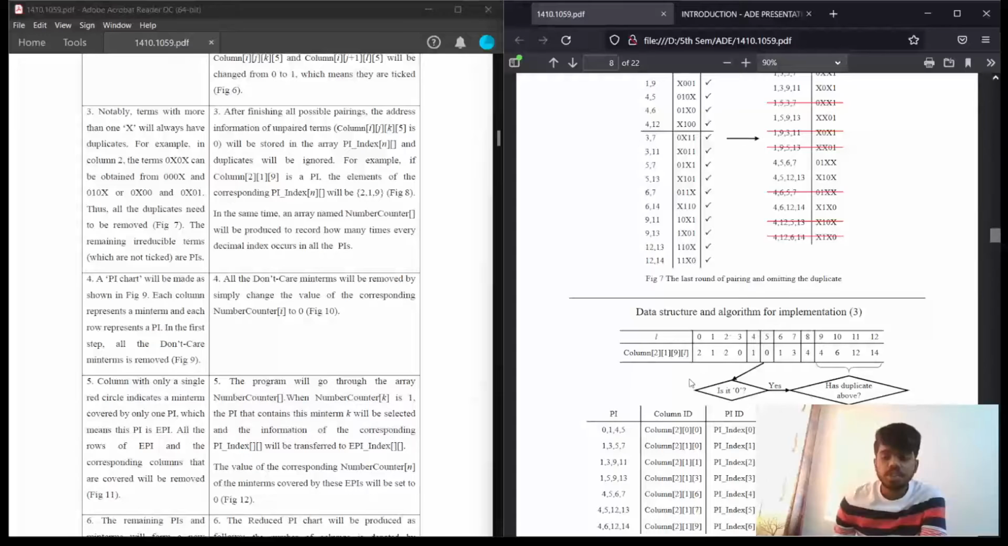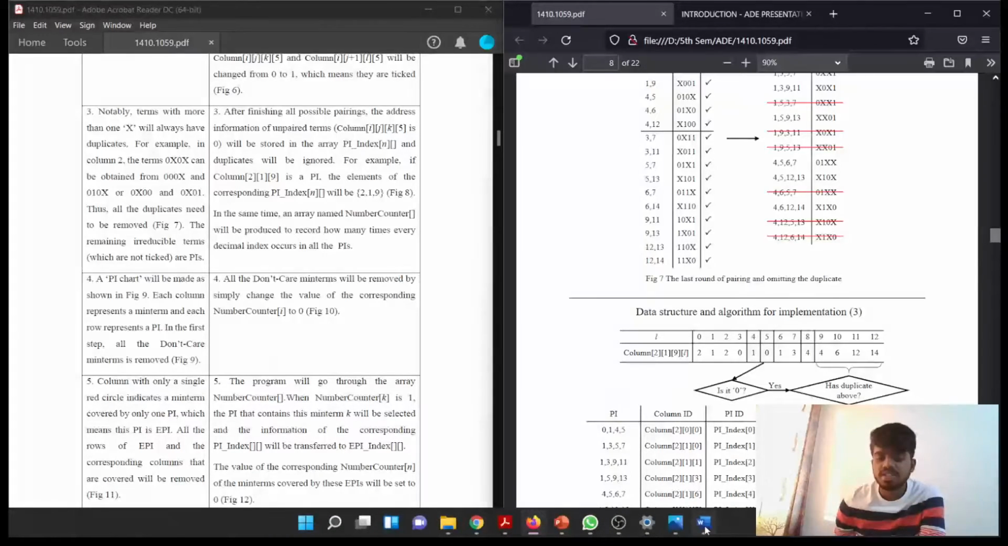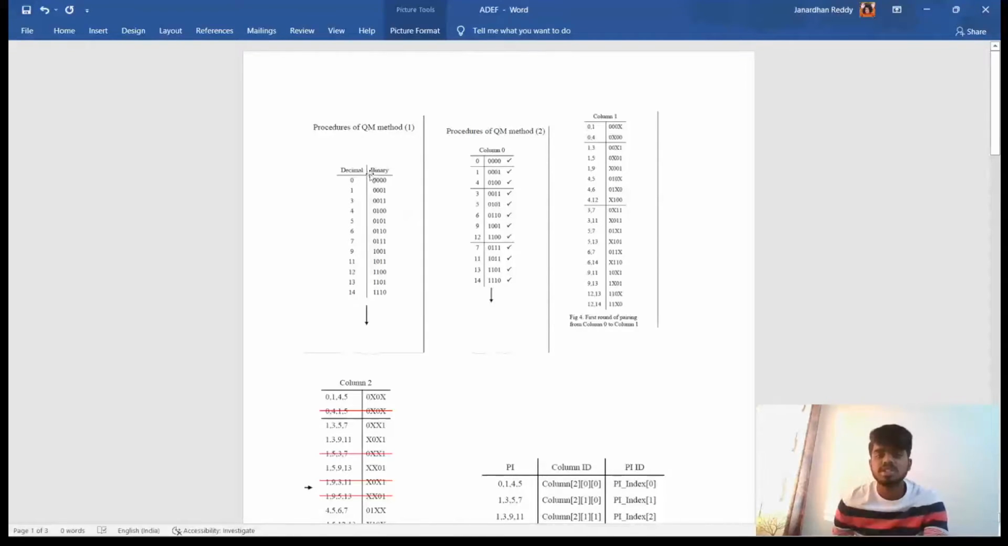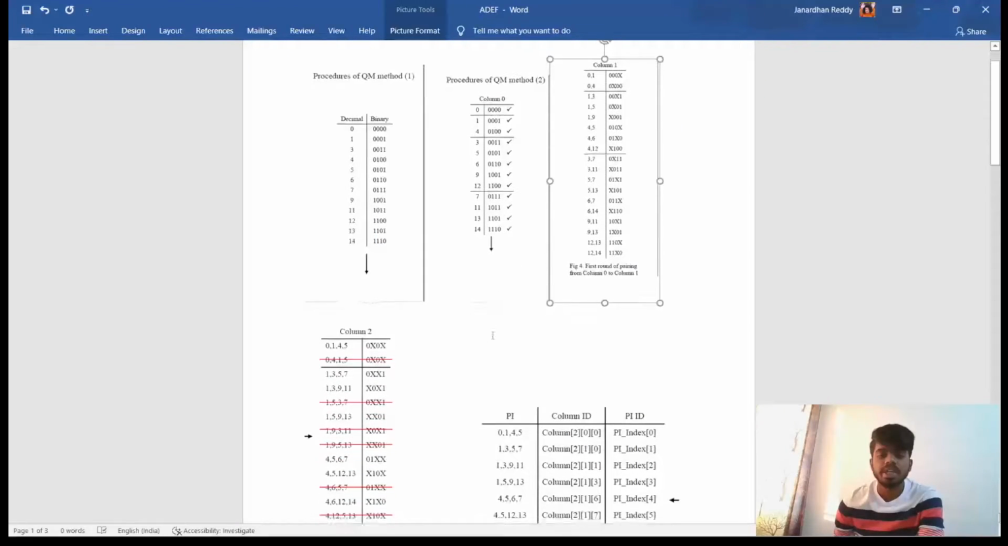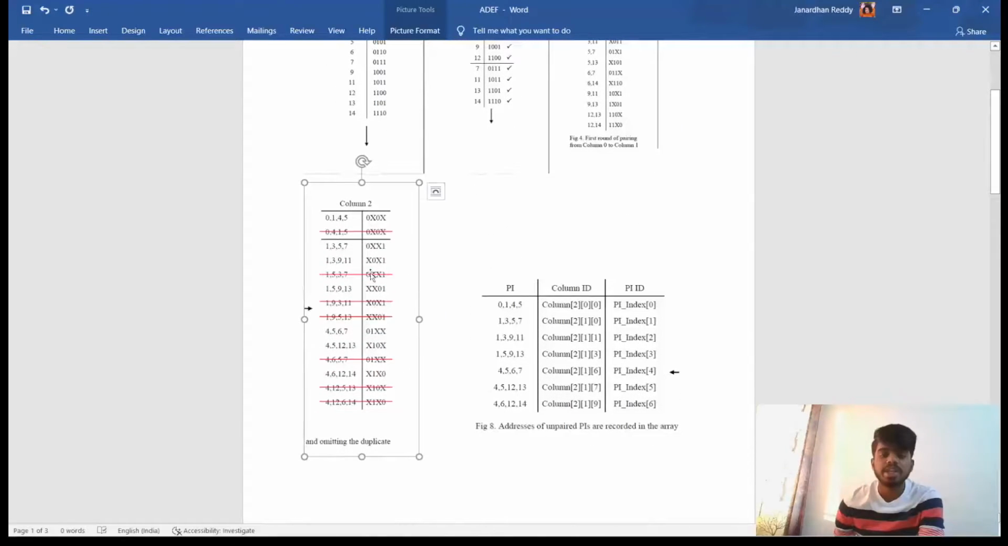If you are curious to figure out how this is implemented on paper, let's see. This is column 1, where we start the first grouping, and then we group in terms of the number of ones. After this comes the first column of pairing, then the second column of pairing, and in the second column of pairing we ignore all these duplicates, and this is finally transferred into the prime implicant chart.